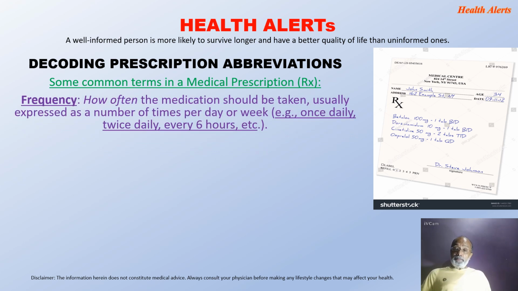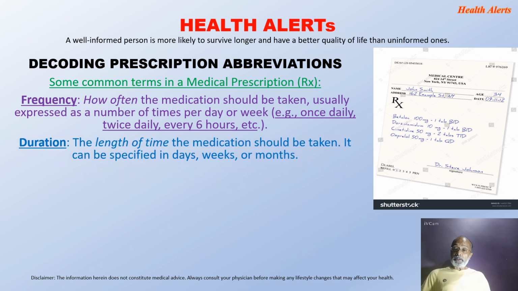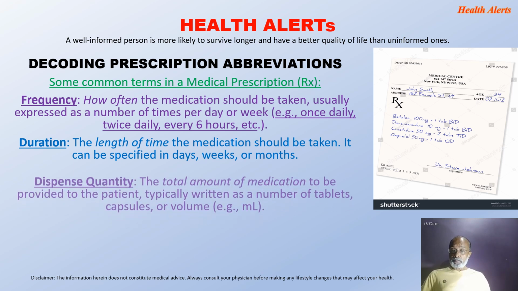Frequency, how often the medication should be taken, usually expressed as a number of times per day or week, for example, once daily, twice daily, or 6 hourly, etc. Duration, the length of time the medication should be taken. It can be specified in days, weeks, or months.